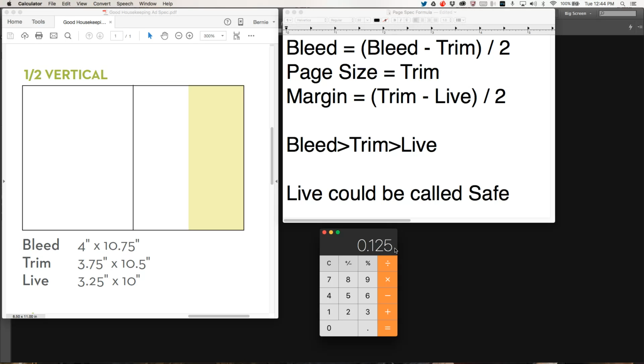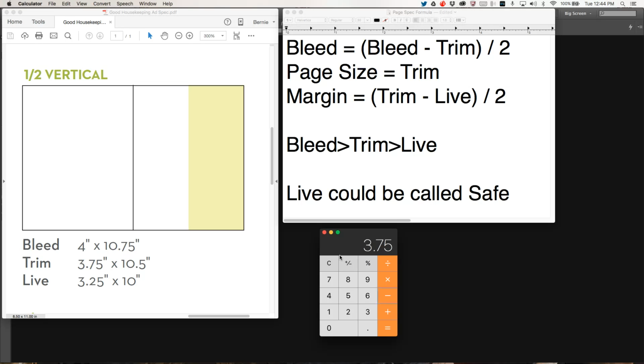Okay, let's look at our next formula. Page size equals trim. Well, that one's easy. We'll just use 3.75 by 10.5. Okay. The next one we're going to do is our margin. Now, this could be called the live area. This could be called the safe area. Either way. So our margin is trim, which is 3.75.